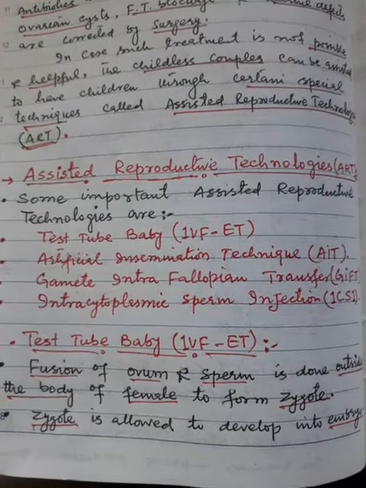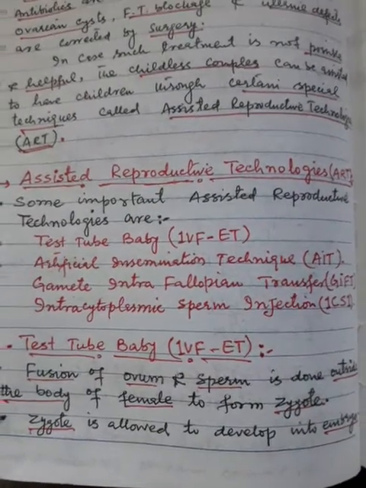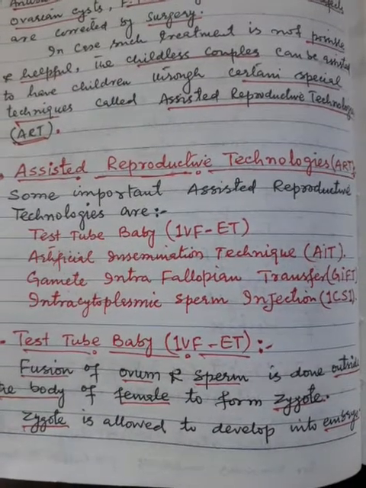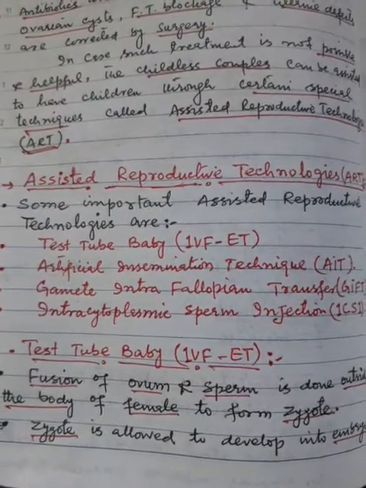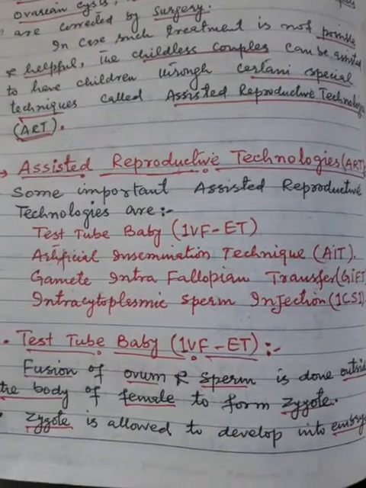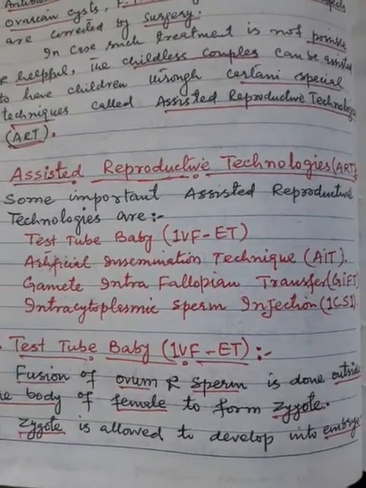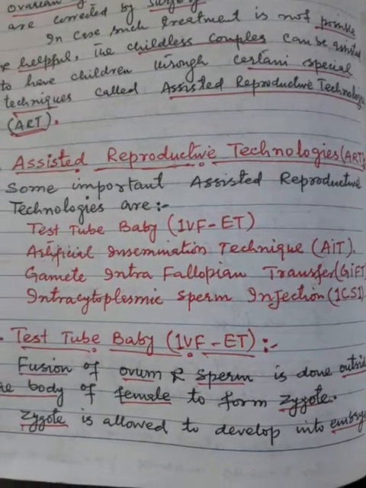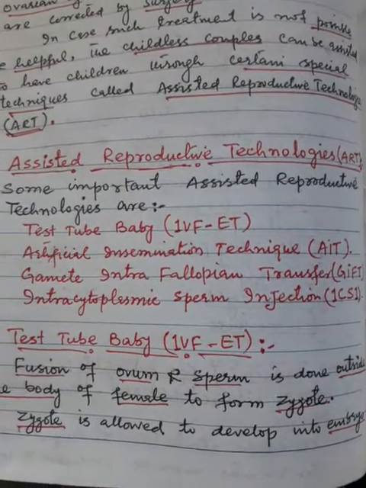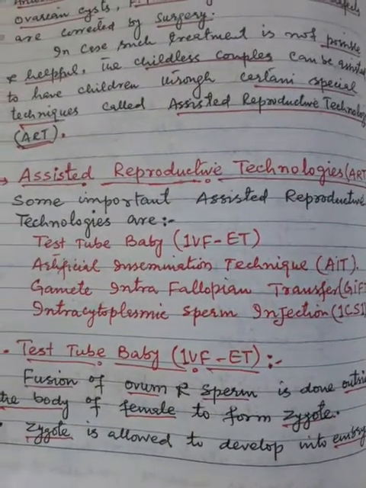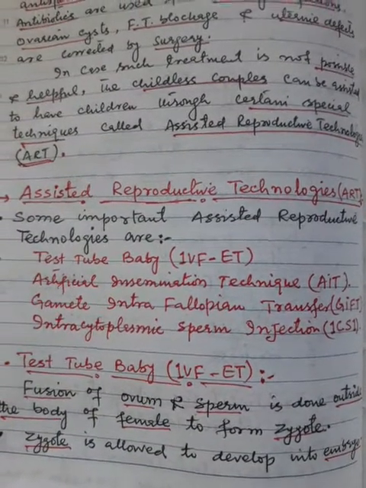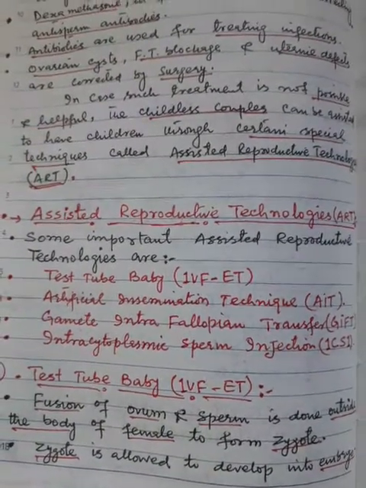In our previous offline class, we discussed various assisted reproductive technologies, ART, including test tube baby IVF-ET, artificial insemination technique AIT, gamete intrafallopian transfer GIFT, and intracytoplasmic sperm injection ICSI. Now today's topic is about fetal disorder detection.